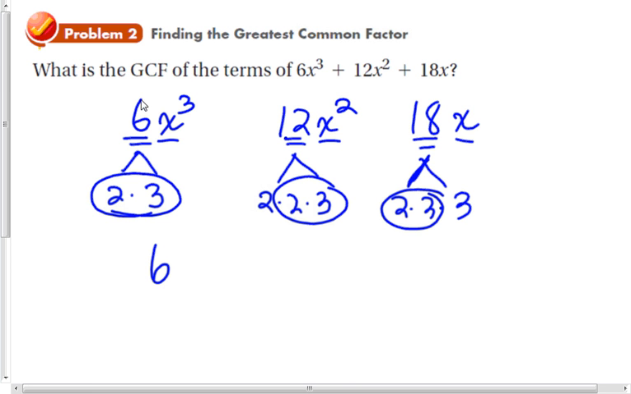And then the greatest variable factor is this. Remember, this is x times x times x. This is x times x, and this is just times x. So the greatest factor of x that goes into all of them is just one of those. So 6x is the greatest common factor of the terms 6x to the third, 12x squared, and 18x. Go ahead, you try that.